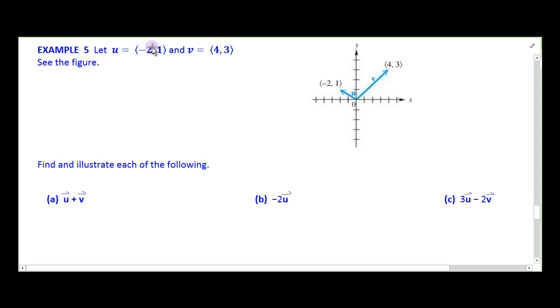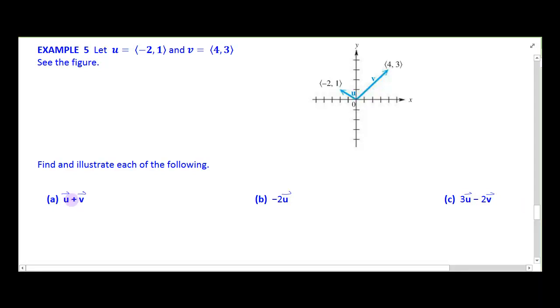Here I have the vectors u and v given by these ordered pairs, their horizontal and vertical components. I have a graph of what we're talking about over here on the right. And I have three examples that we're going to look at. The first one being I just simply want to add vectors u plus v.